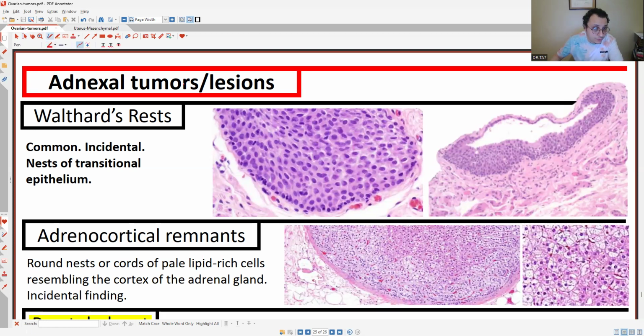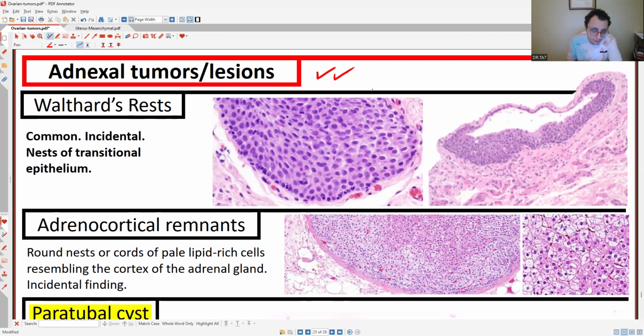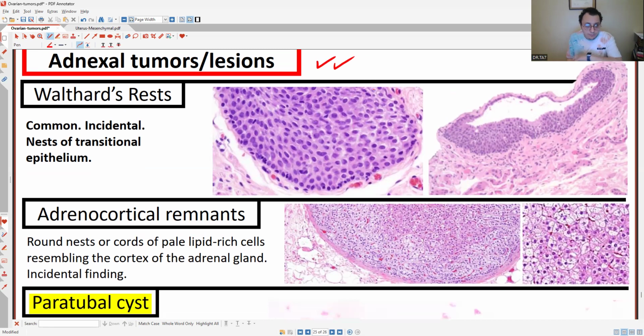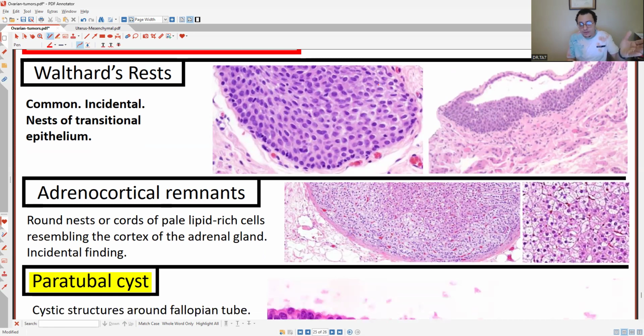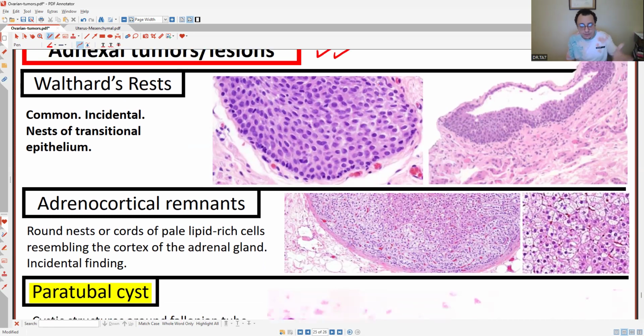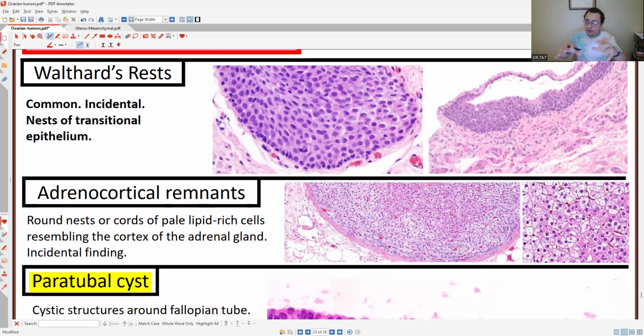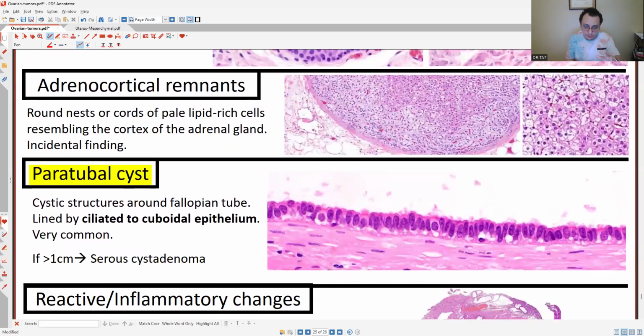So I will start with the adnexal tumors or adnexal lesions, which include some fallopian tube stuff. Going over the key things that you need to know is very important. Like there, he's talking about some kind of adrenocortical remnants, that you might see some remnants of adrenal gland in the adnexal area. Oh no, absolutely not.